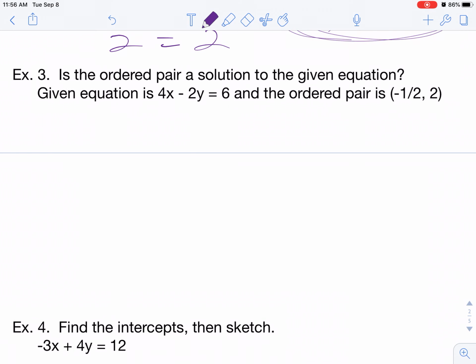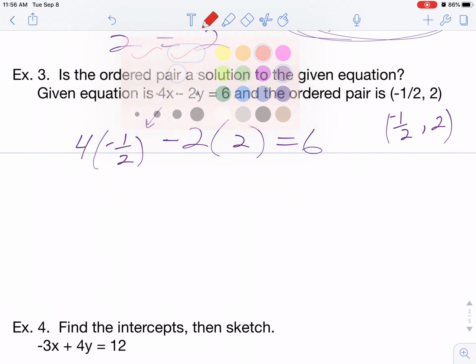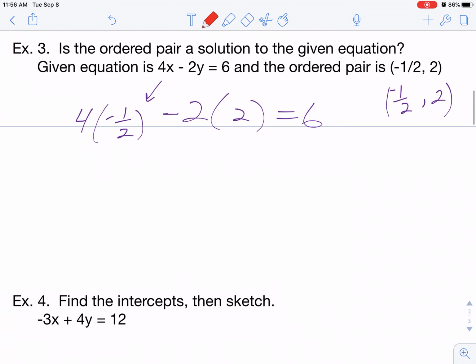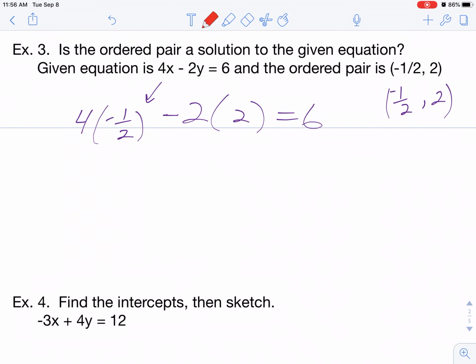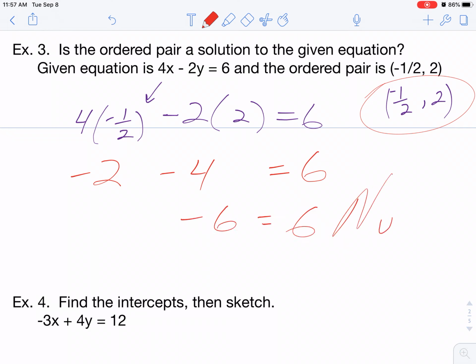So I'll do one more here. This is -1/2. I don't like writing fractions like that, but that's how I typed it. So instead of x, I'm going to put a -1/2. And instead of y, I'll put a 2. I'll try not to screw up on the signs this time. And again, the question is yes or no. Is this a solution to this given equation? Or another way to ask that, does this point satisfy the given equation? And so on this one, the answer is no, it does not. -6 does not equal 6. It's a yes or no question.